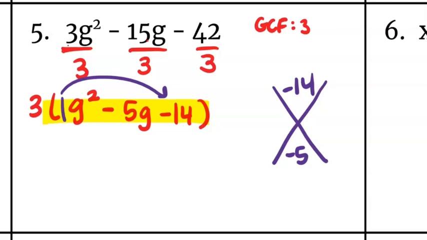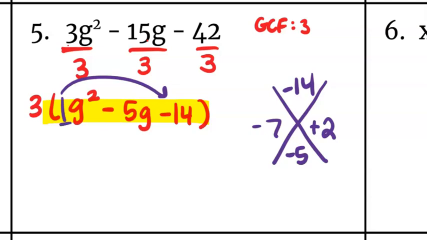Then I'm going to think to myself, what will multiply to be negative 14 and add to be negative 5? Since my c value is negative, I know my signs need to be different. So I can go ahead and put a negative and a positive. And then I know that 7 times 2 is 14, and that if I subtract 2 from 7, I get 5. But I want a negative 5. So that means my 7 needs to be negative because it's bigger, and my 2 needs to be positive. So then negative 7 plus 2 gives me my negative 5.